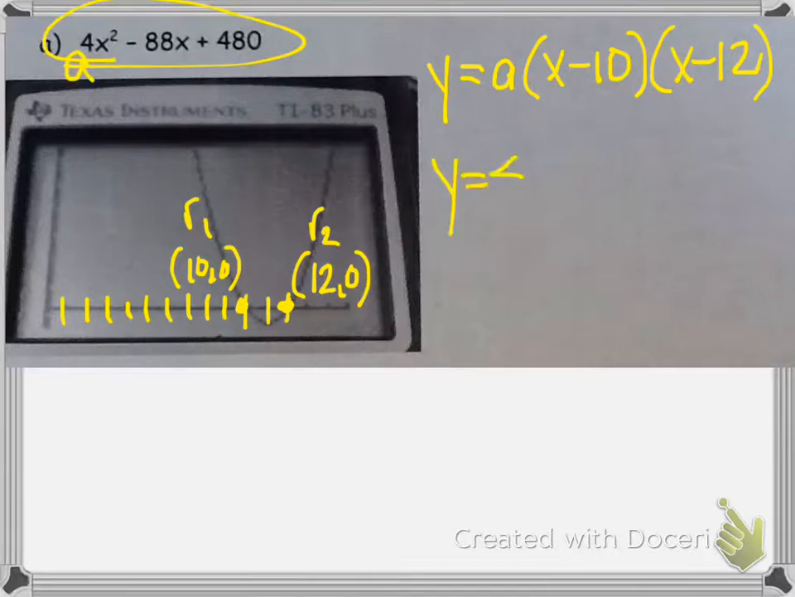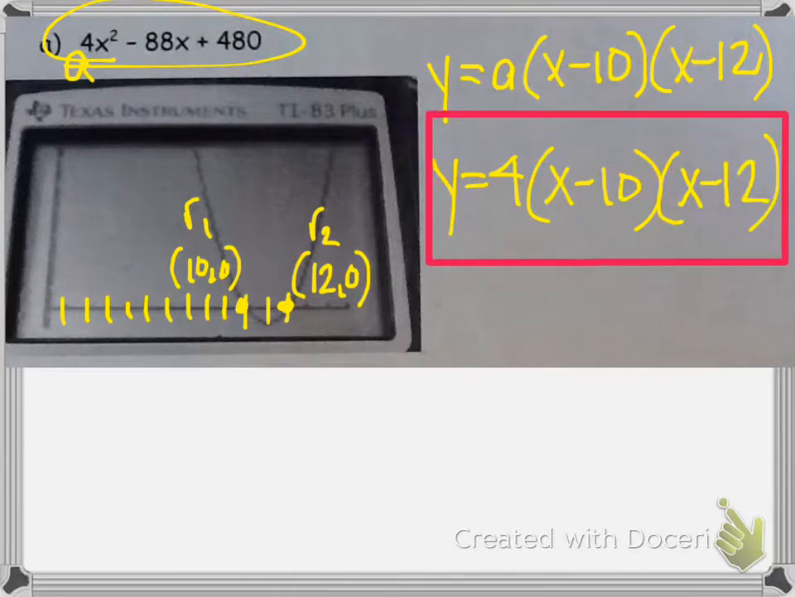So y equals 4 times x minus 10 times x minus 12. And there's our solution. Nice and quick and easy. Okay, on to B. A little bit more difficult because, of course, everything can't be that easy.